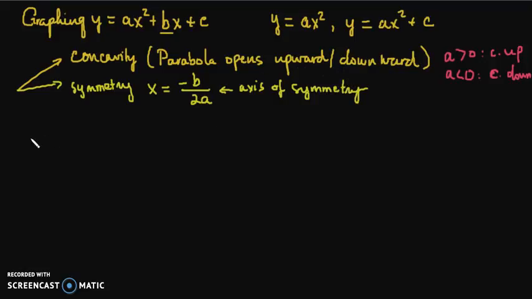Also, we learn how to use the table of values to find coordinates. And by finding coordinates of one side, we can actually reflect the points across the axis of symmetry to get more points on the graph. So let's do some examples.